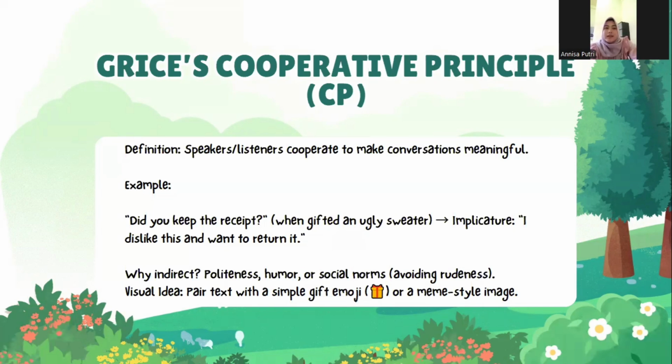For visual aids, pair the text with GIFs, emoji, or memes. For example, a emoji showing awkwardness. We often communicate indirectly to avoid offense. This is the cooperative principle in action. So language doesn't exist in a vacuum. There's always a story behind the words.